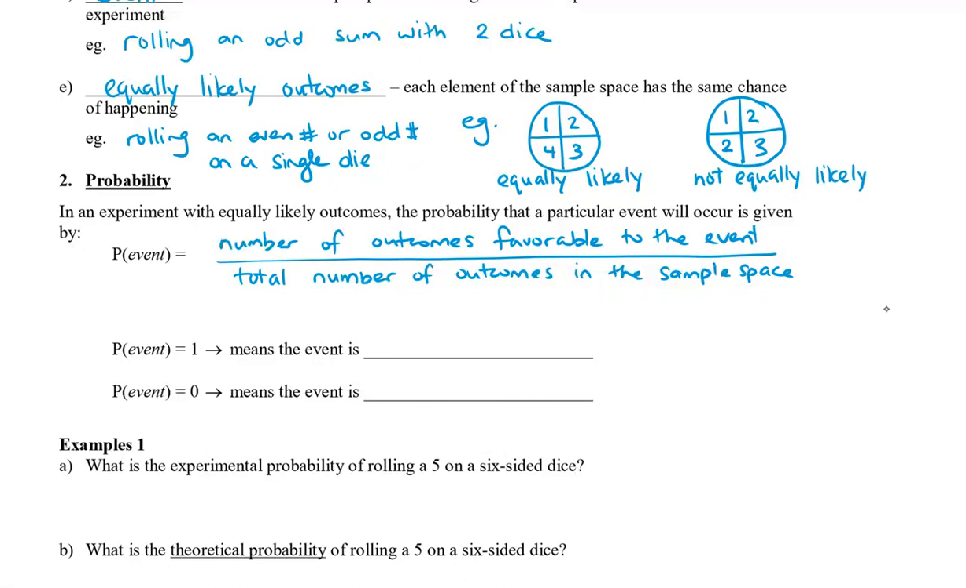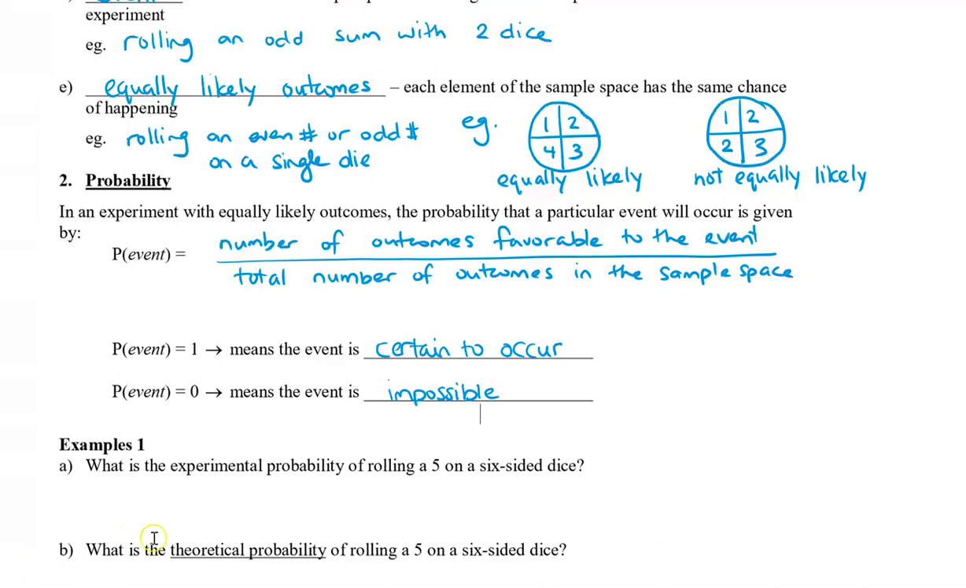So the probability of an event equaling 1 will mean that the event is certain to occur. So there's a 100% chance that's going to happen. If the probability of an event equals 0, that means that the event is impossible to occur. So 0% chance of happening. All right, let's take a look at some examples.